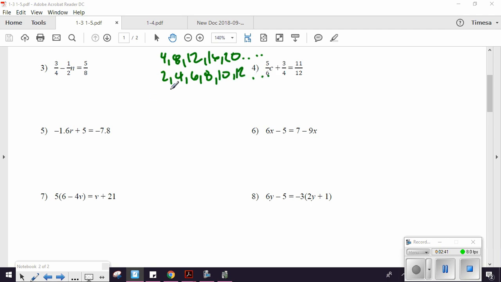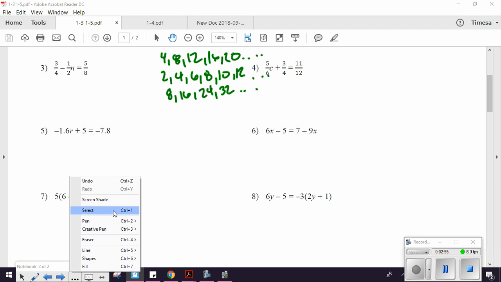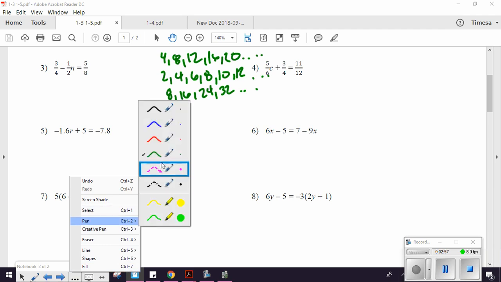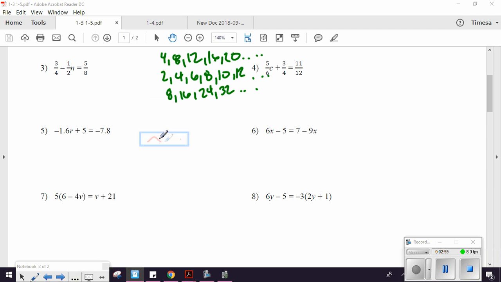And then the other one is 8. After 8 comes 16. After 16 is 24. After 24, you would have 32, etc. So the least common multiple is the multiple that all three numbers have in common, and it's the smallest number. So when I look at each list, they all have an 8. So 8 is your least common multiple.